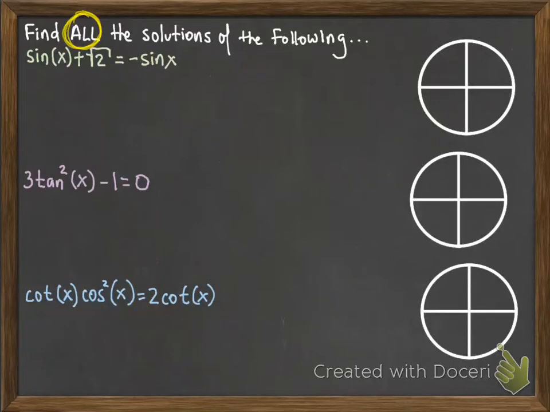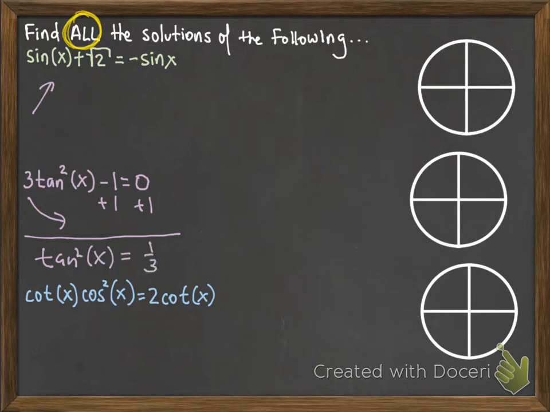Okay, this next one is like the sine stuff that we just went ahead and did. We need to get tangent of x all by itself, and we need to go ahead and get all the numbers all by themselves as well. So I'm going to add 1 to each side, and afterwards I'm going to divide by 3. So I'm going to get the tangent squared of x equals 1/3.